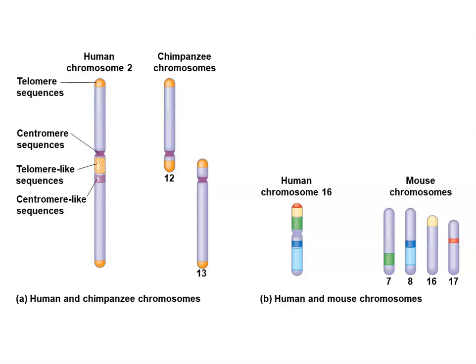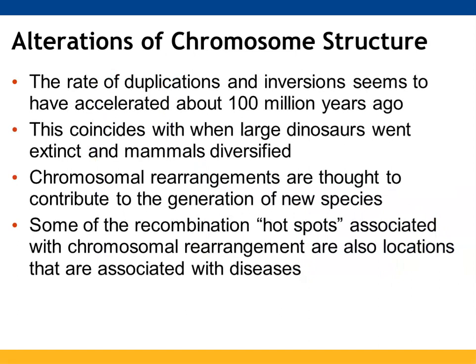So there are your human chromosomes, there are your chimpanzee chromosomes, and then you have the different sections of human chromosome 16, and you can see the comparable sections on mouse chromosomes 7, 8, 16, and 17. Duplication and inversion rates seem to have accelerated about 100 million years ago, which corresponds to when the dinosaurs went extinct and mammals diversified. So perhaps these rearrangements led to the generation of new species. We also sometimes see recombination hotspots as a result of chromosomal rearrangement that are associated with disorders.